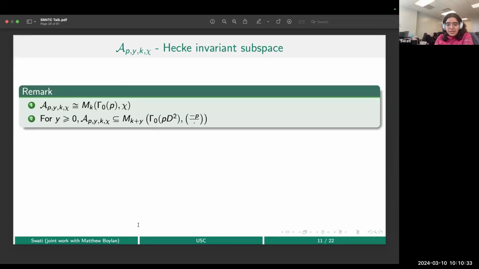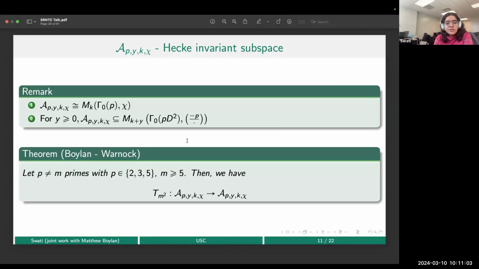Firstly, one of the major things is that the dimension of this space is much smaller compared to the ambient space in which it lies. Here you can see that it is isomorphic to modular forms of weight k and level p, whereas the space in which it lies has much bigger dimension.